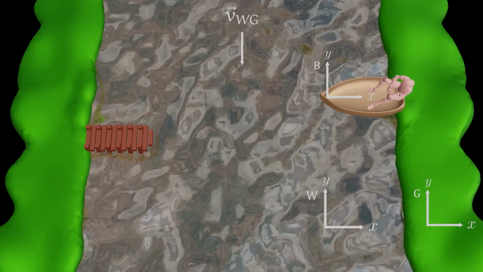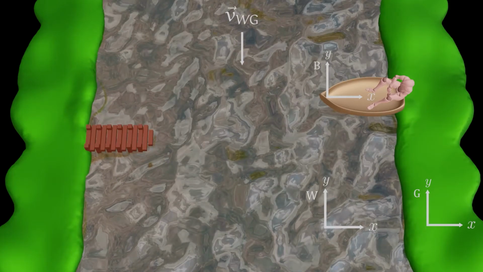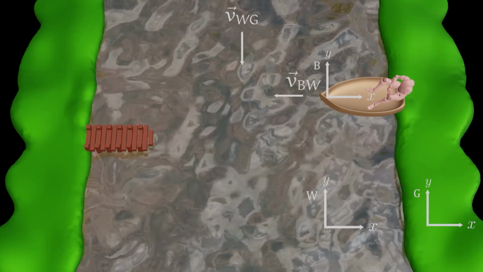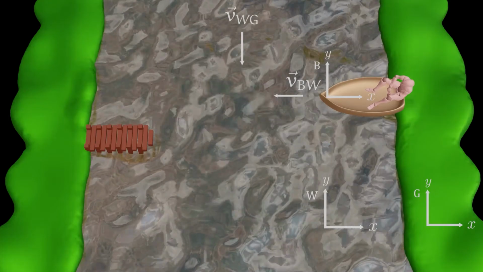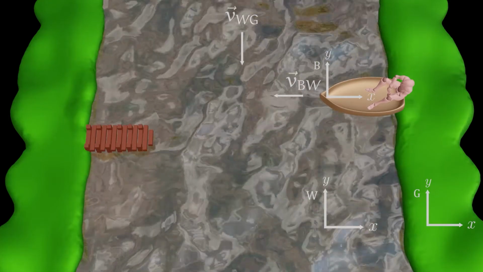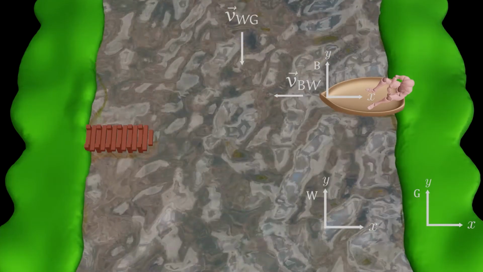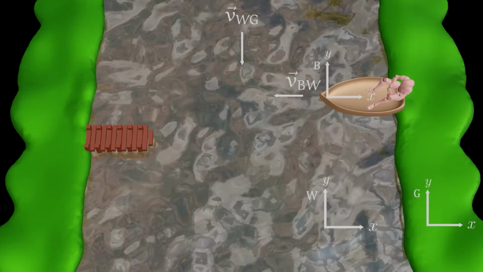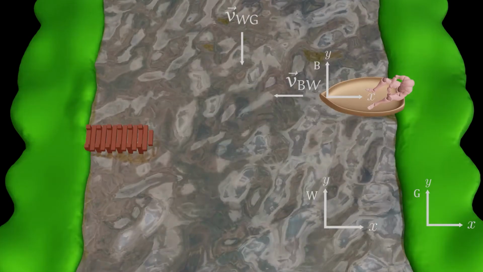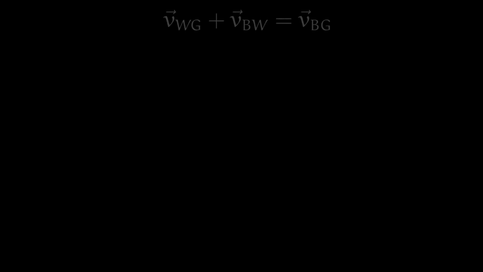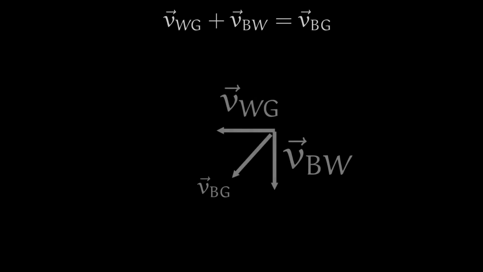If the boat tries to paddle directly across the river, it would have a velocity of V subscript BW as seen by the water's moving current. These are just two vectors, and if we wanted to know the actual velocity of the boat as seen from the ground, V subscript BG, we could just add these two vectors together, which would look like this. Graphically, the vector addition looks like this.